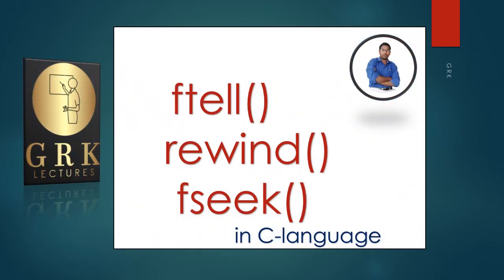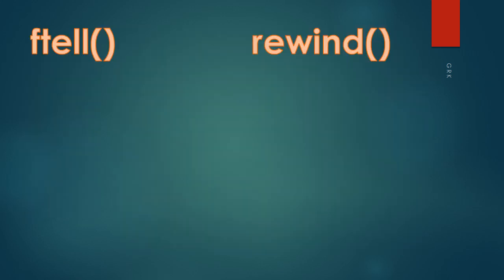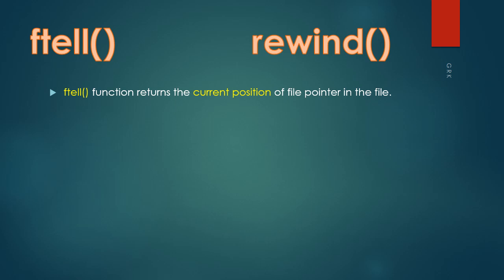Welcome to GRK lectures. Today we discuss ftell, rewind and fseek. The ftell function returns the current position of the file pointer in the file.